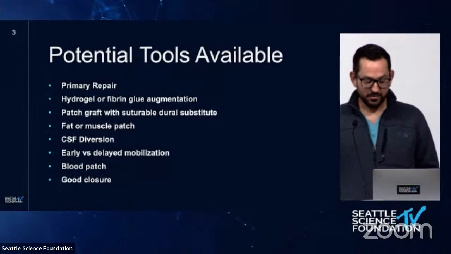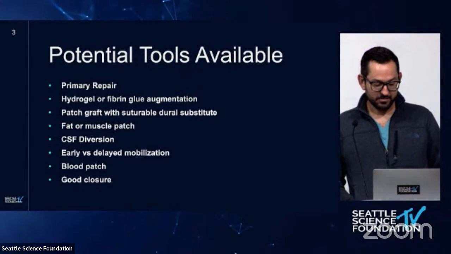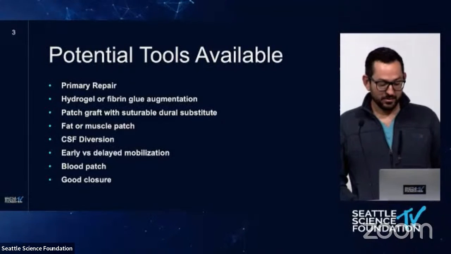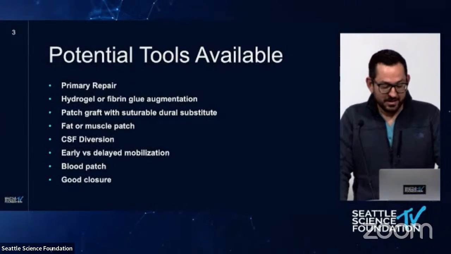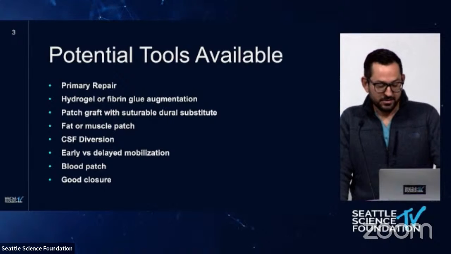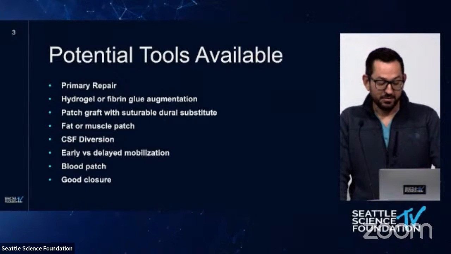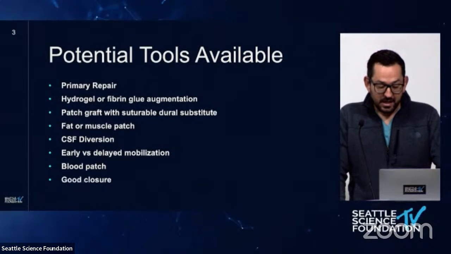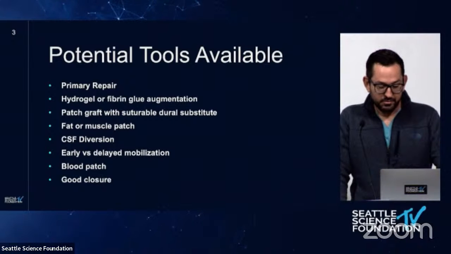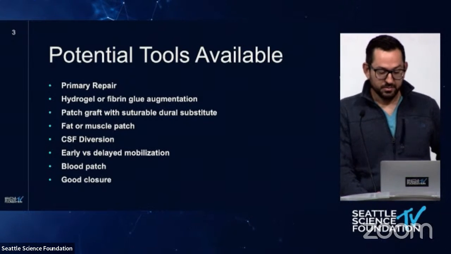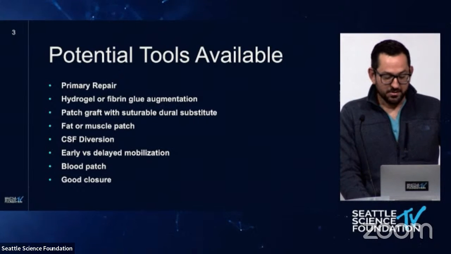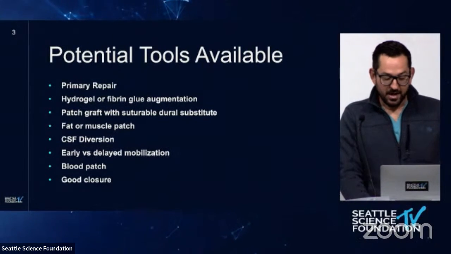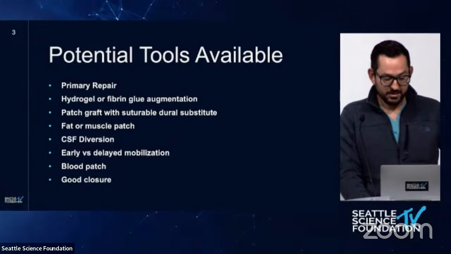So there's a lot of tools available that I've seen over the last 7 years, and I've unfortunately had the pleasure to use. So primary repair, I think, is the gold standard, the classic. You can use one of the hydrogels that are available, or a fibrin glue product to augment your closure, to assist with it. You can use a patch graft with a lot of different types of patch grafts commercially available, either natural or produced commercially. They can be suturable or non-suturable, depending on what they are. You can also use the patient's own tissue with either a fat graft or a muscle patch. You can also harvest fascia, like we talked about.